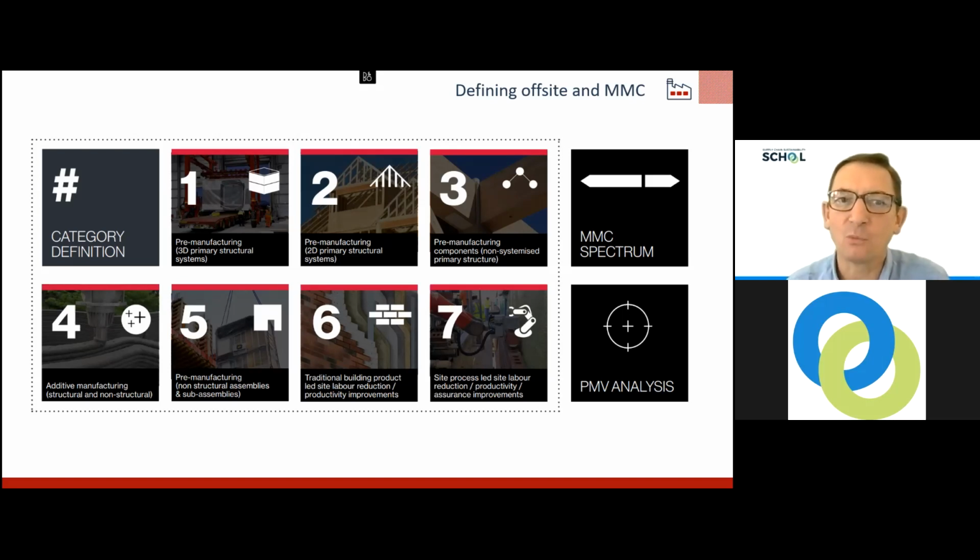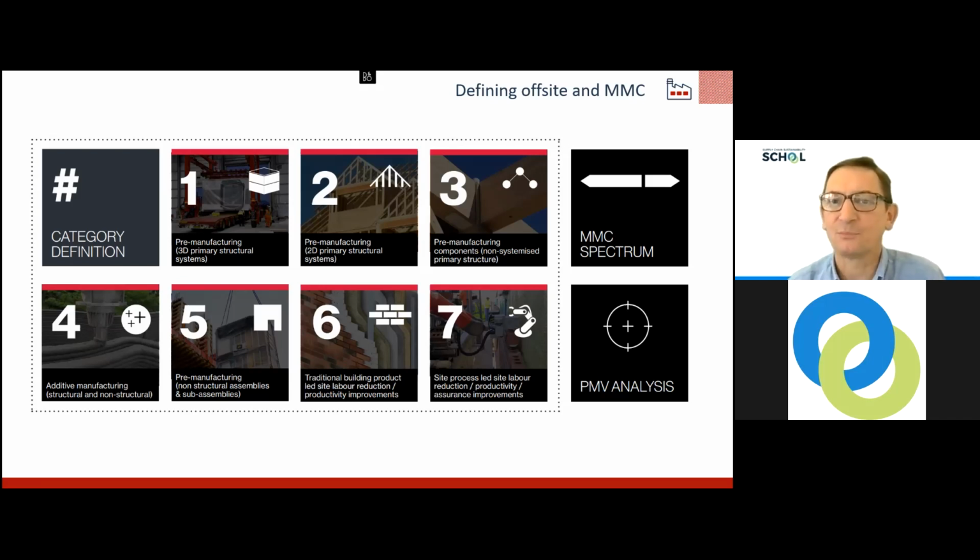Well, at level 1 is pre-manufactured 3-dimensional primary structure systems. So that's volumetric construction, which might be in timber, it might be in concrete, it might be in a hybrid system. But fundamentally, you manufacture the whole module within a factory and bring it to site. 2-dimensional primary structural systems, things like roof trusses and the roofing systems that you see on the screen there, are a good example of that. Again, manufactured in a factory and brought to site, and they're at level 2.